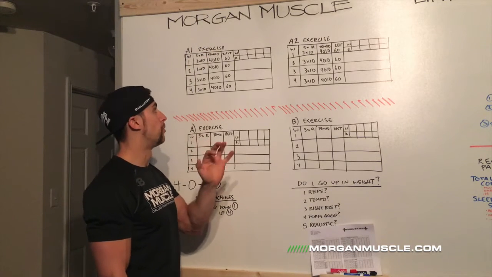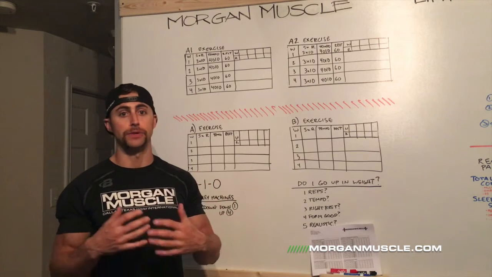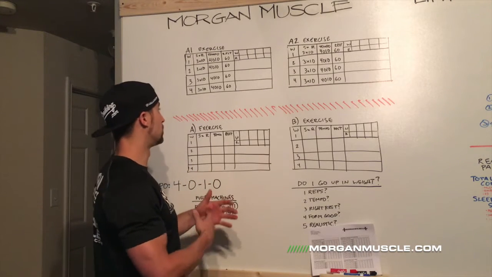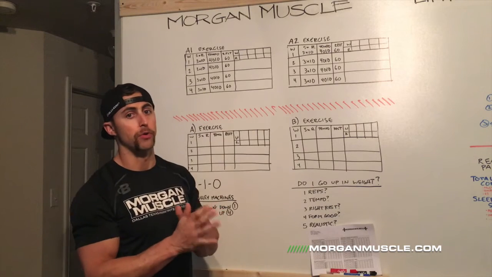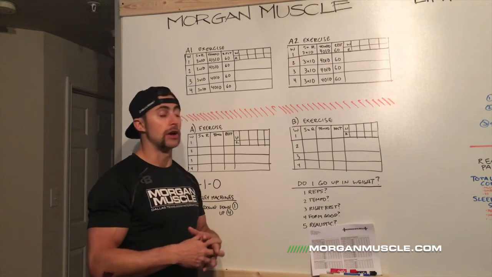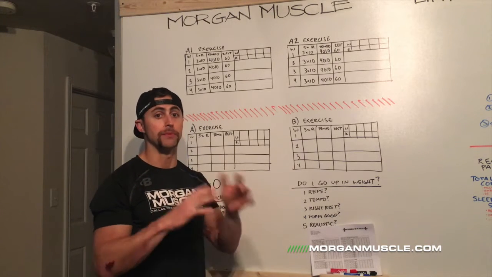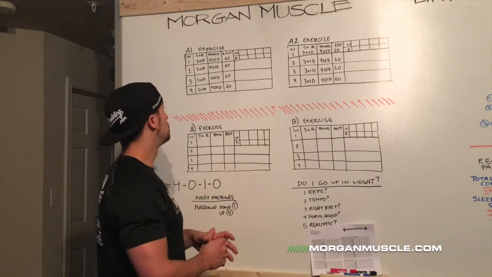Tempo is so important. Most people have never trained with tempo. That's essentially the pace at which you lift the weight. So here we've got a 4010 tempo, which is a pretty standard controlled tempo. For instance, on a squat, that would be going down in 4, going up in 1, with no pause at the bottom and no pause at the top.